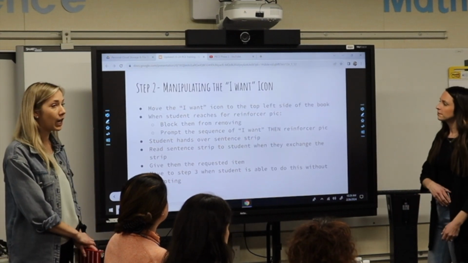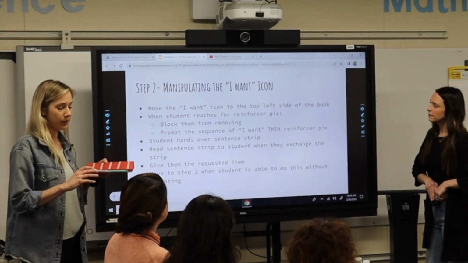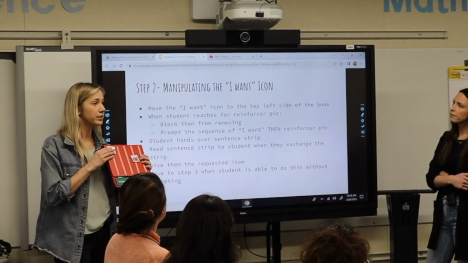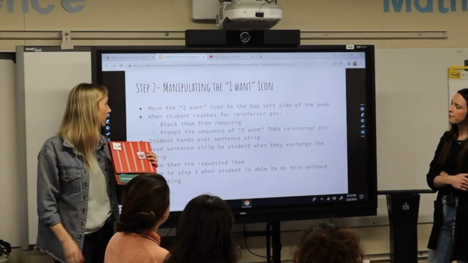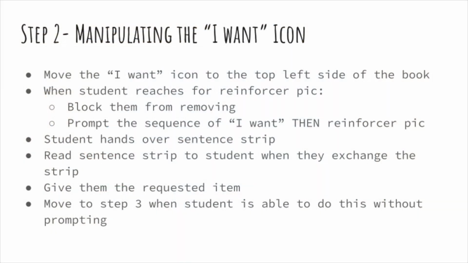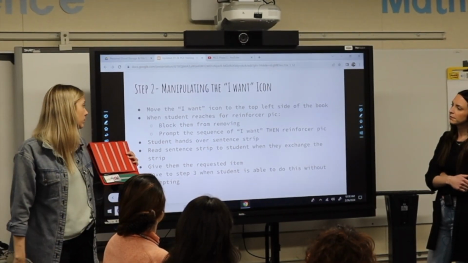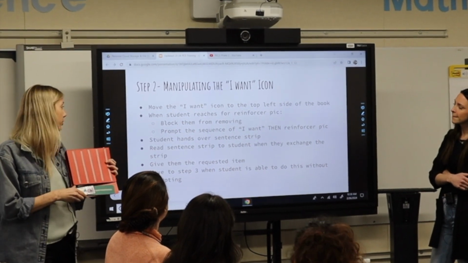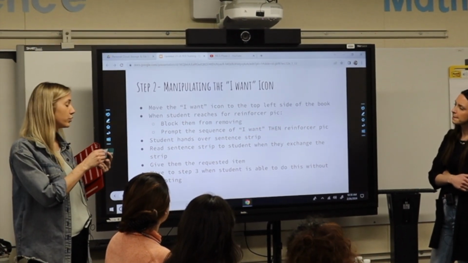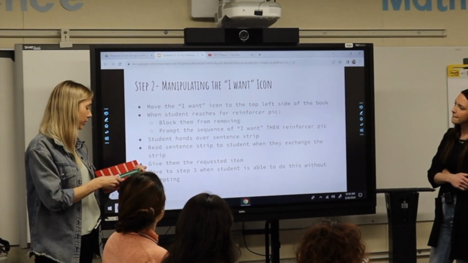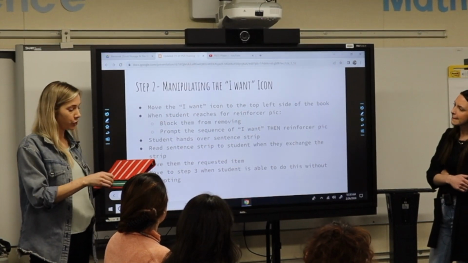Okay, so now you're going to manipulate the I want icon. So instead of having the I want icon on the sentence strip, you're going to put it in the left hand. You're going to keep it in this area so they know that it's going to be here. When the student reaches for the reinforcer, again, like what we usually do to put on the strip, you're going to block their hand and move it to I want, and then prompt them to do the reinforcer. Then the student's going to, again, hand over the sentence strip. You're going to read the sentence strip to the student, I want squishy ball, and then give them the requested item. You're going to move to step 3, and that's when they're able to do all of this on their own.